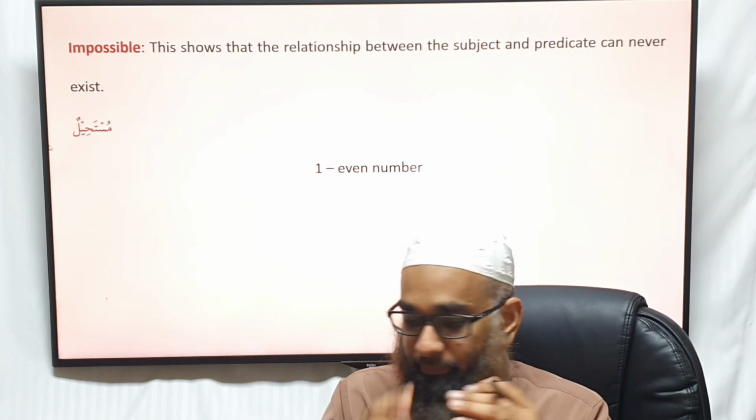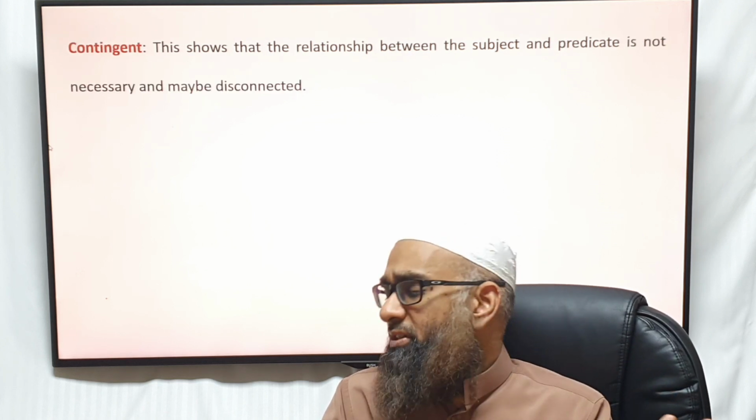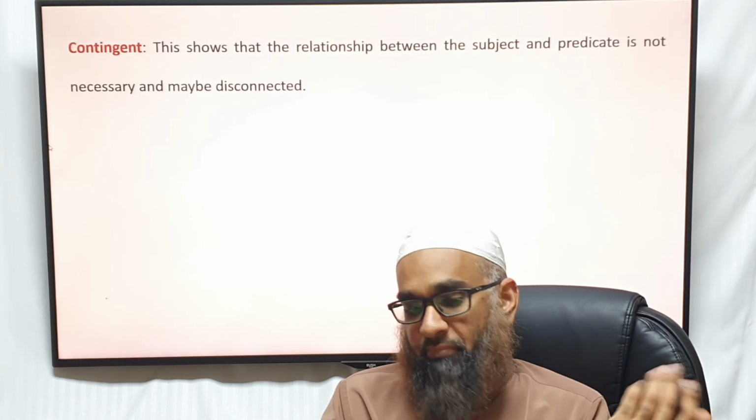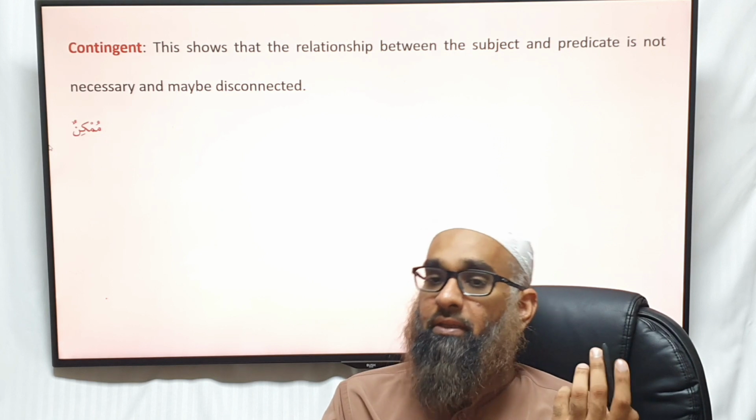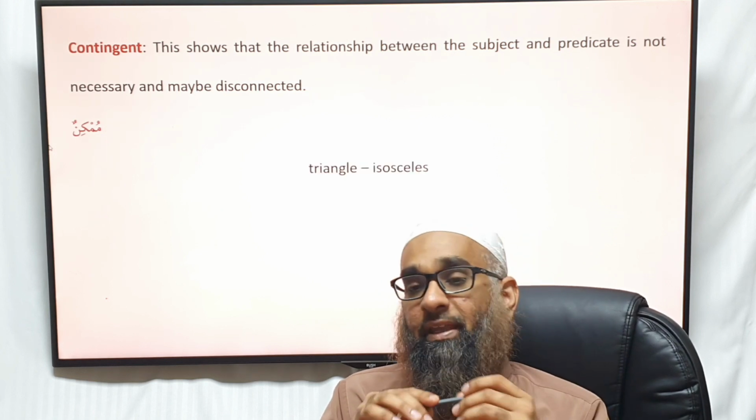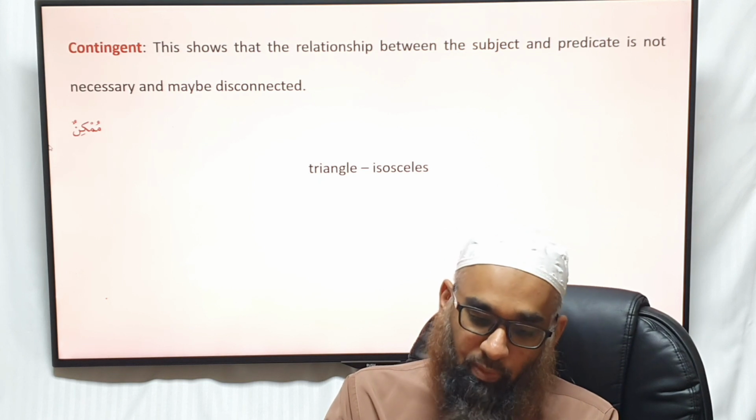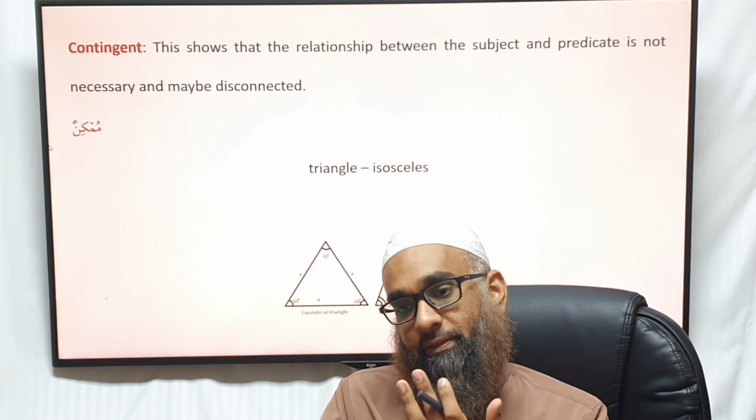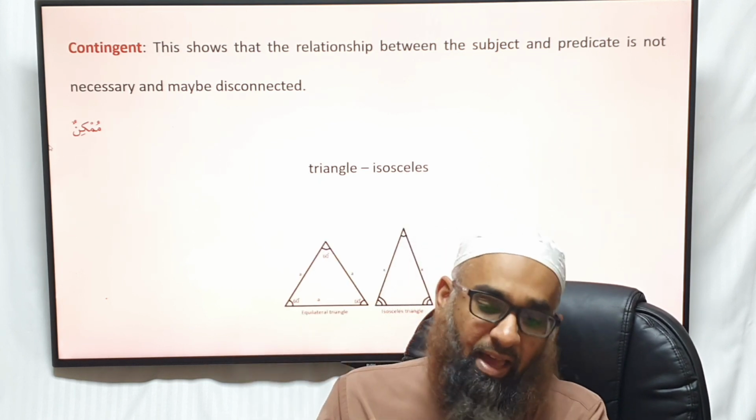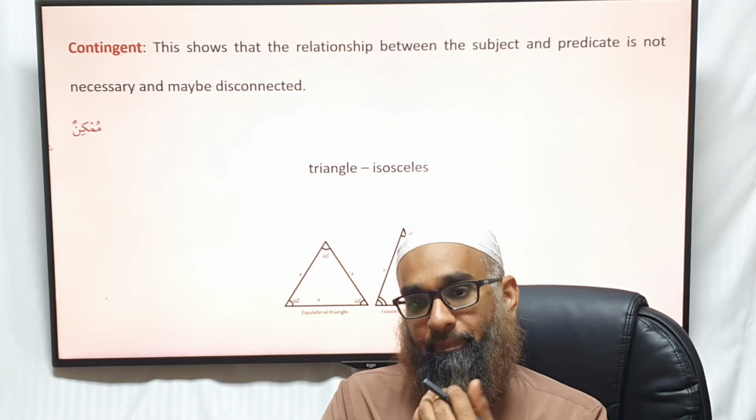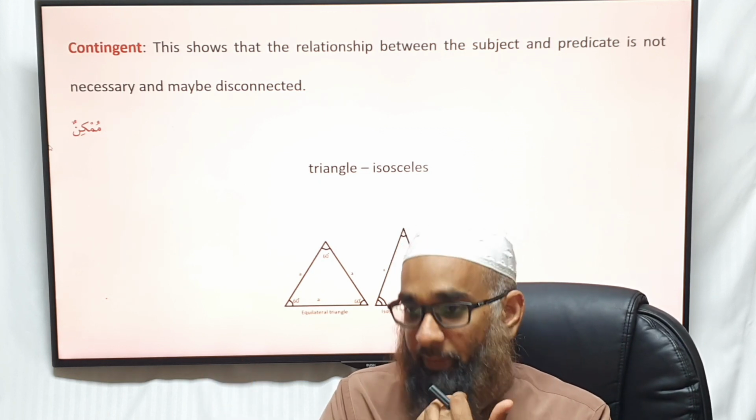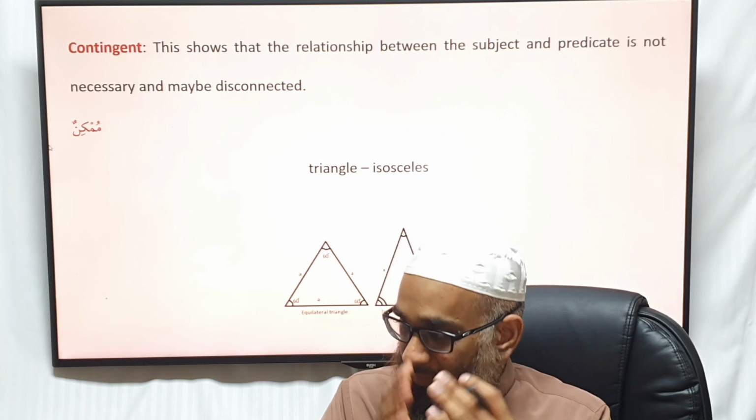You follow? And the third thing is contingent. It can be, cannot be. And it's called mumkin, possible. Like triangle and isosceles. A triangle may be isosceles. It may also be what? Equilateral. It doesn't have to be isosceles. It doesn't have to be equilateral. It can be either one of them. Are you following? Does it make sense?